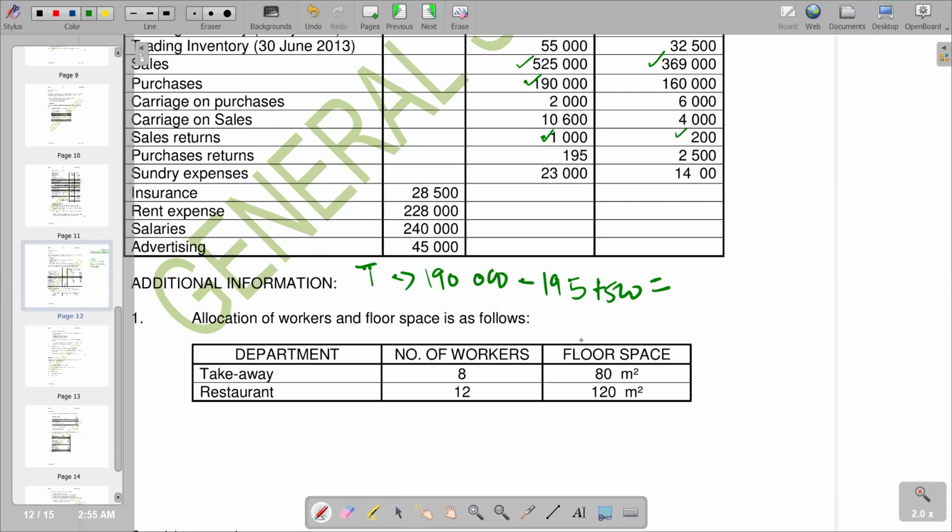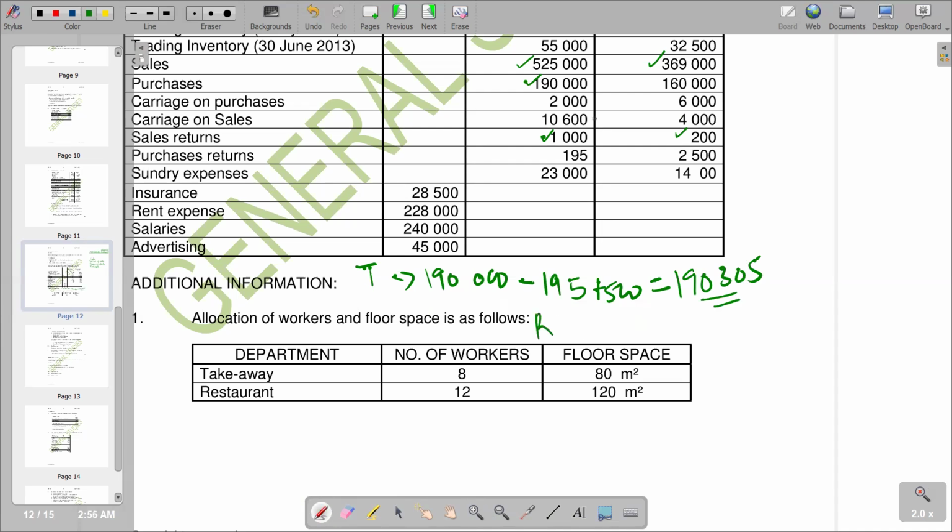So we can calculate: 190,000, and then you subtract 195, and then you add 500. And then you're going to get 190,305. This is the figure that we're going to put for purchases for takeaway.